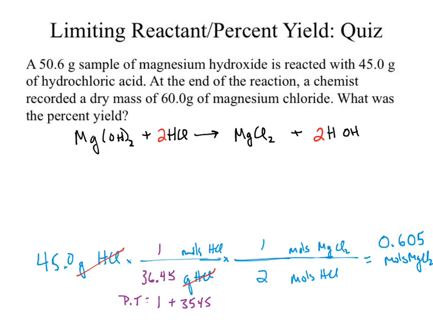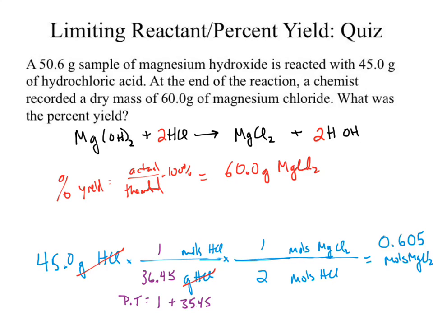Okay. So now that we know our HCl is our limiting reagent, what do we do? Percent yield. Now we can go to our percent yield. How do we calculate percent yield? Actual over theoretical, times 100%. What was our actual yield? 60.0 grams of our magnesium chloride. That's what the chemist actually obtained out of the experiment. All right, that came out of our problem. We now divide this by our theoretical yield. What's our theoretical yield?